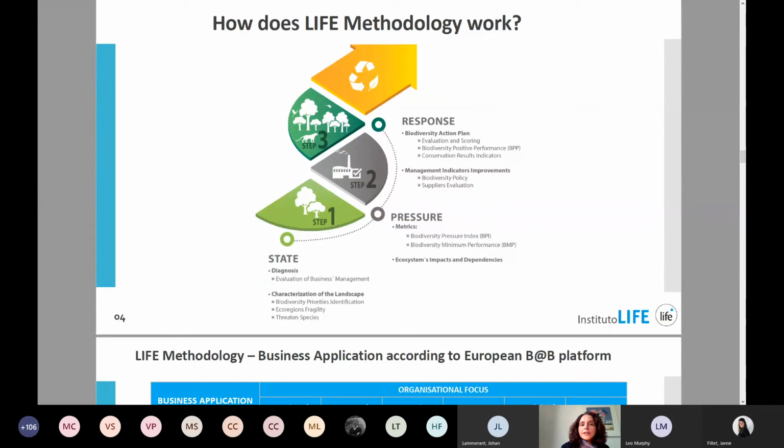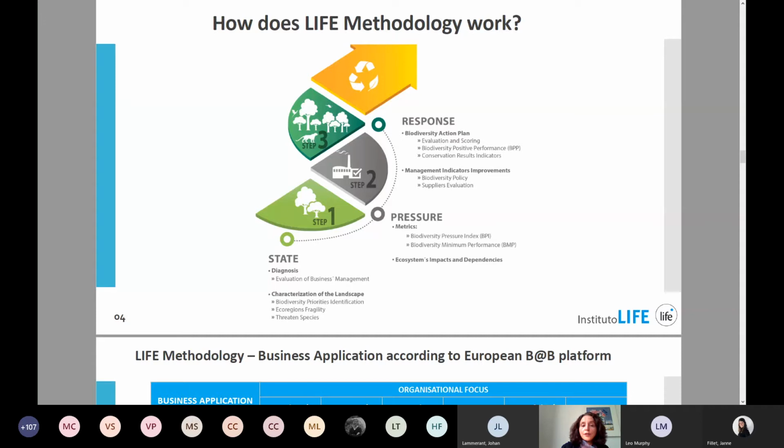So how does our methodology work? We have 3 steps of the methodology. The first one is the state, the first diagnosis, the picture we take of that company. What do we do in this stage? We diagnose the situation regarding the evaluation of the business management, and we work on the characterization of the landscape surrounding the organization.